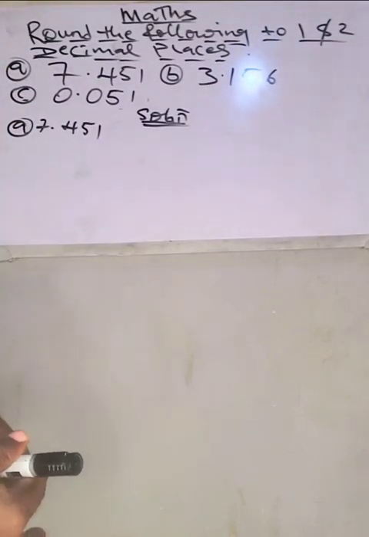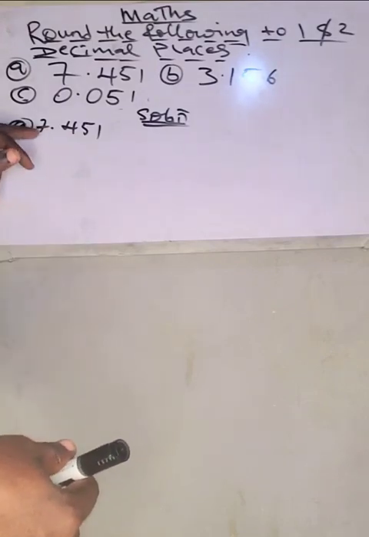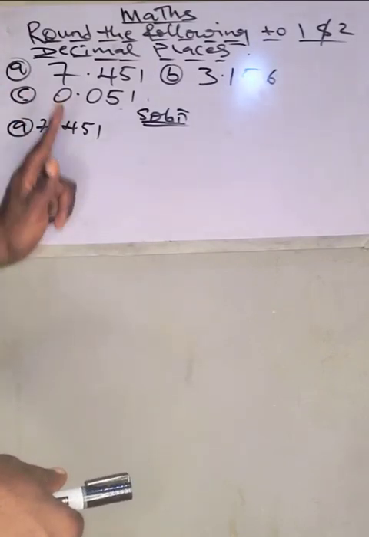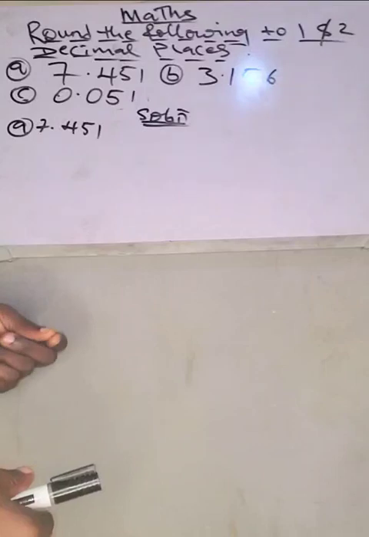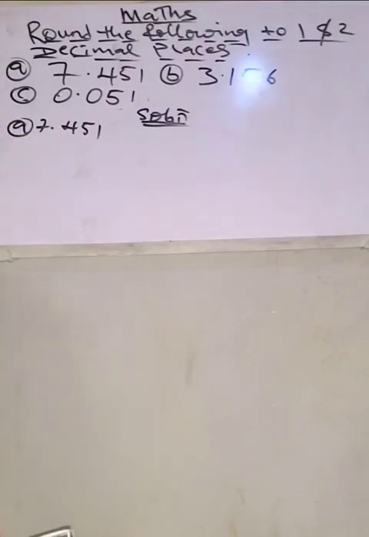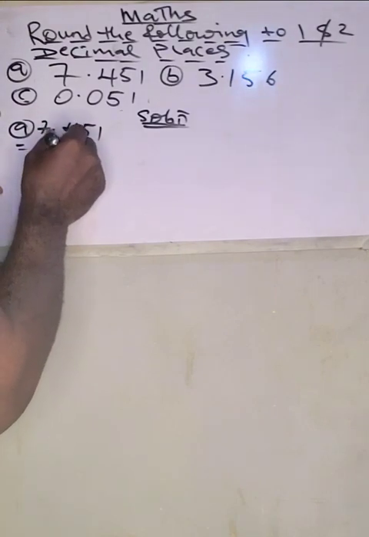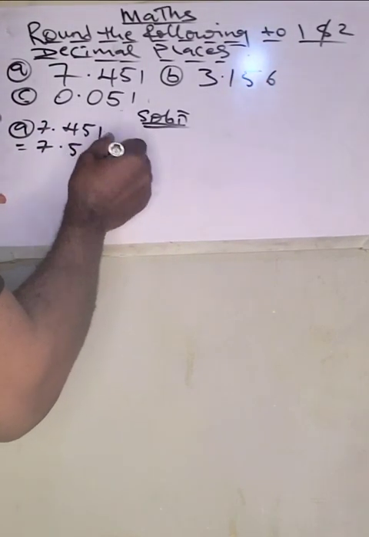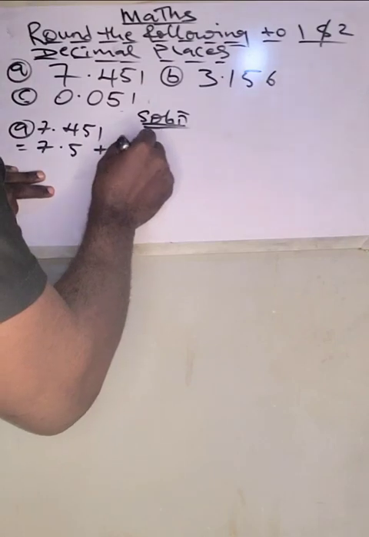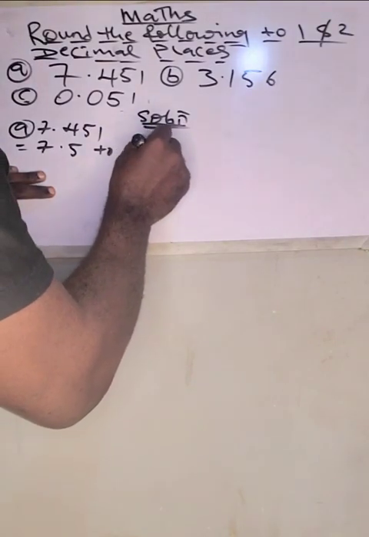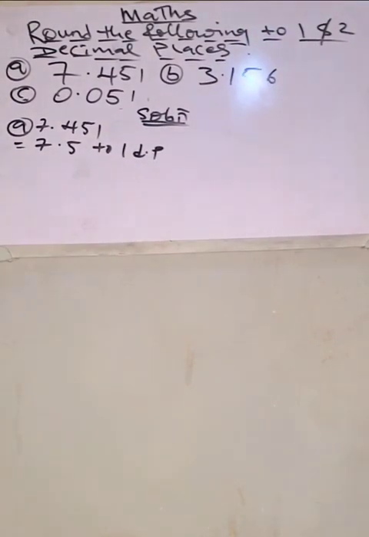Remember after the decimal point that you must have only one digit number, not more than one, but only one digit number. So our final answer here is equal to 7.5 to 1 decimal place.